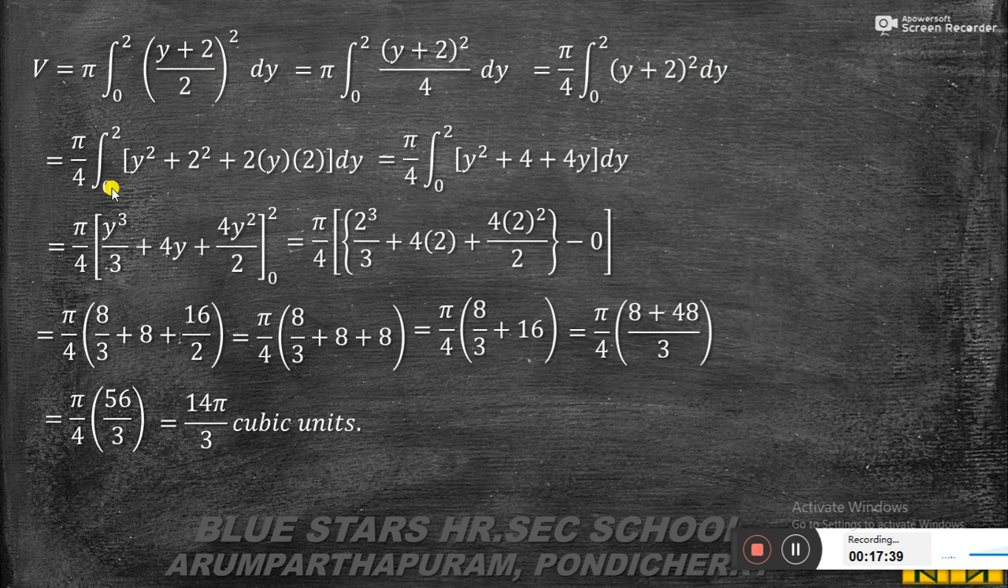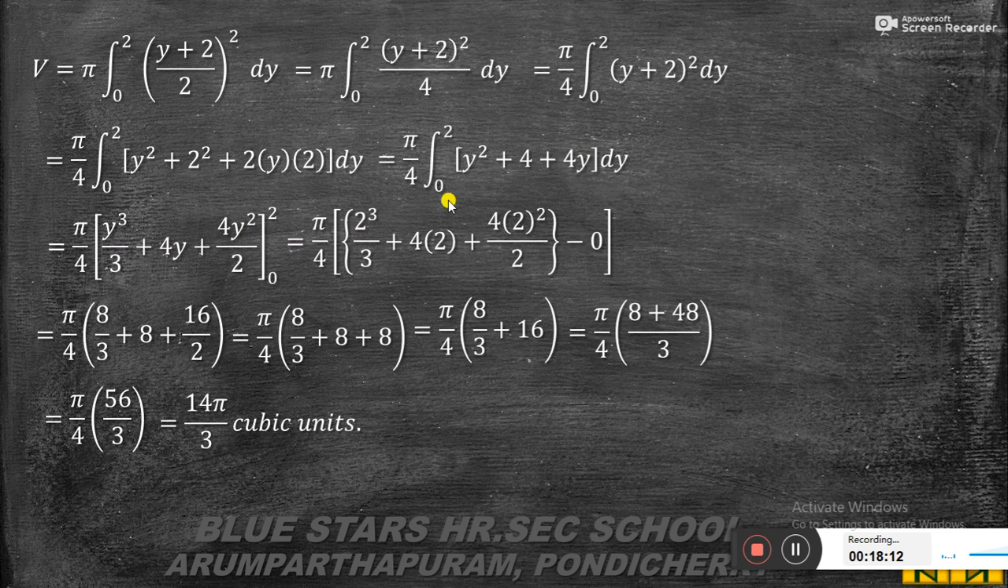So pi by 4 into integral 0 to 2. (a plus b) whole square means a square plus 2ab plus b square. So y square plus 2 square plus 2 into y into 2, where a is y and b is 2, dy. That equals pi by 4 integral 0 to 2 of y square plus 4 plus 4y dy. In the next step, integrating: the integration of y square is y cube by 3, plus 4y, plus 4 into y square by 2.